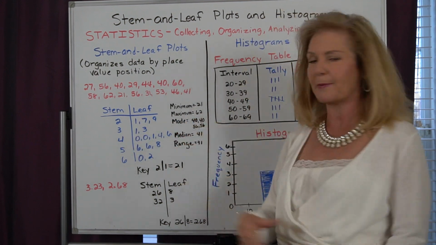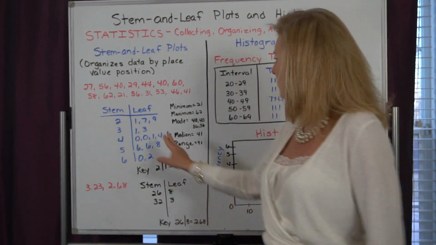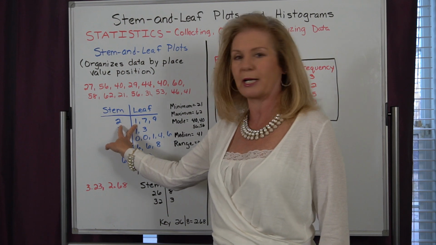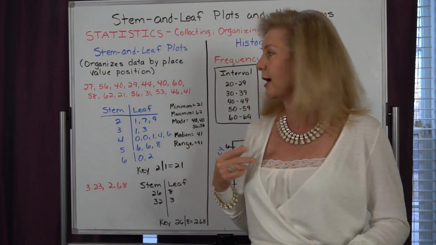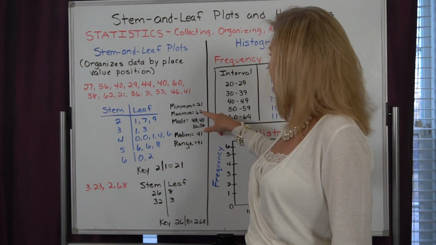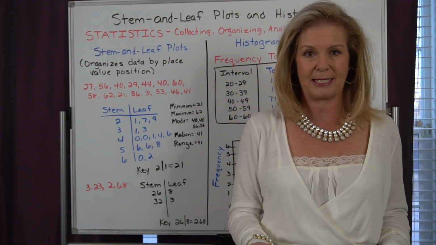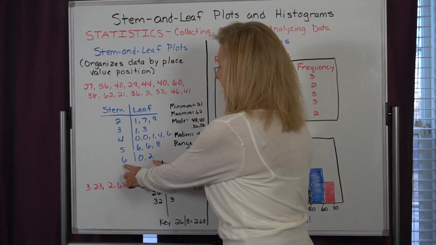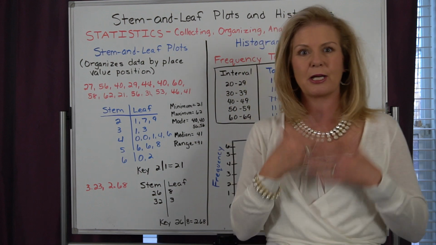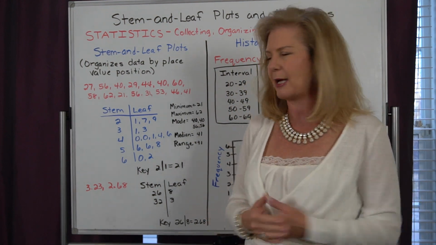So let's start with the minimum. It's just the smallest number. Well, we can see that's going to be the 21, which is my first number in my stem and leaf. My maximum is my largest piece of data, and that's going to be the last number in my data set. So you can already see how this organization is helping me.